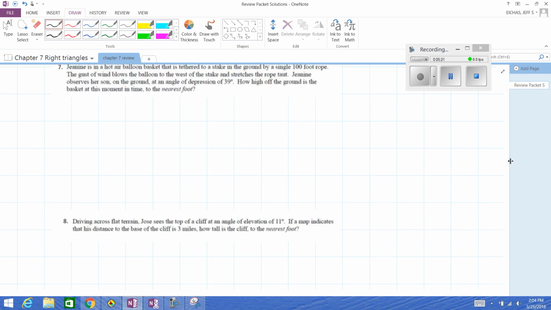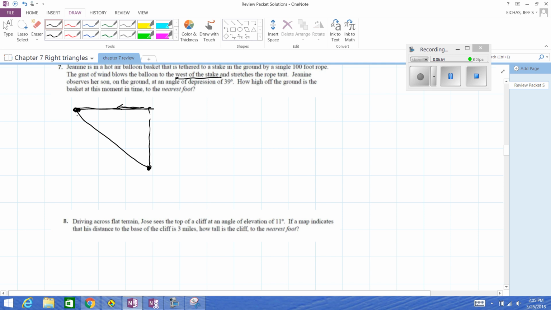All right, so number 7, let's see, west. After I read that, I thought, okay, so she's got a stake in the ground tying her down, but then a west wind pushed her this way. So she was right underneath, but she got pushed west, so left.